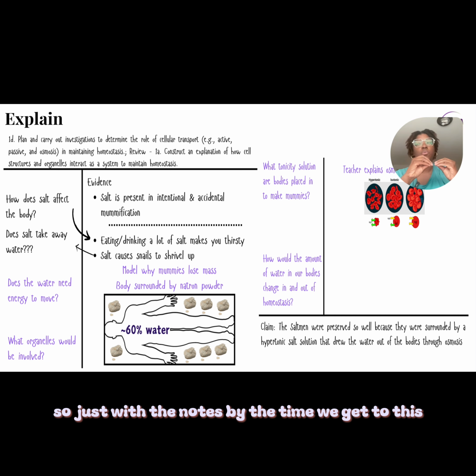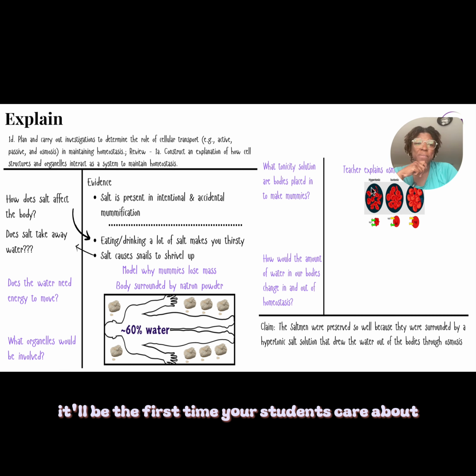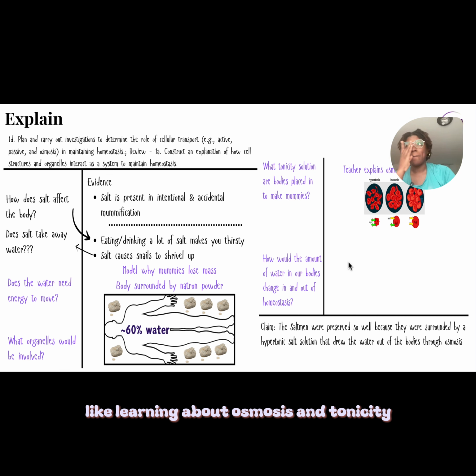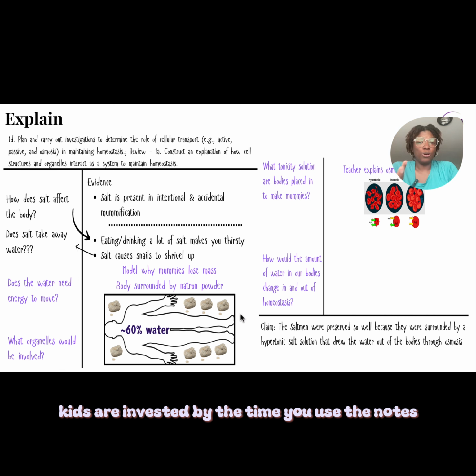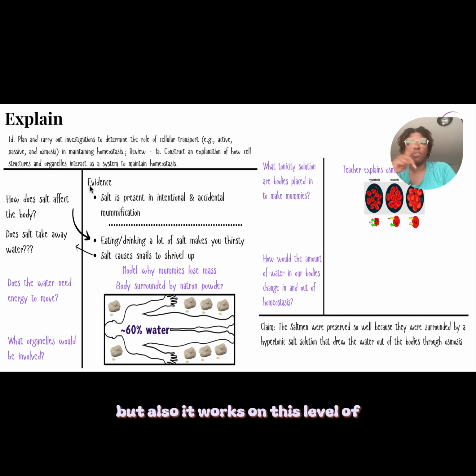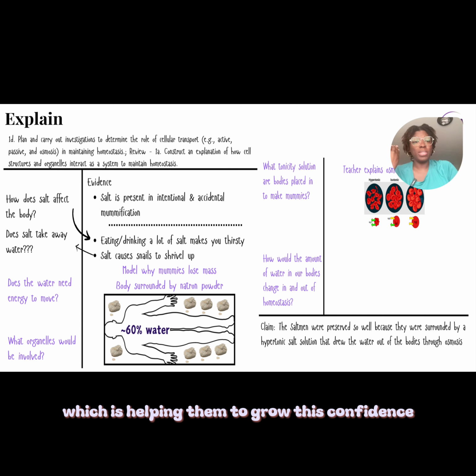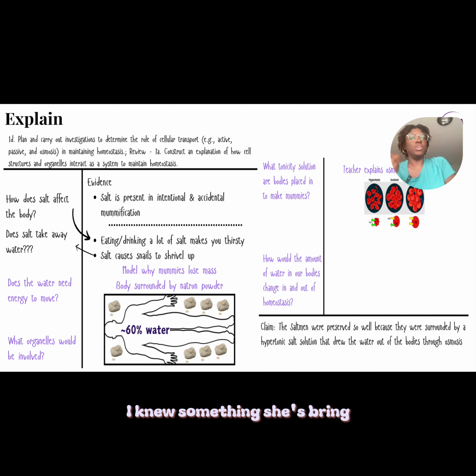So just with the notes, by the time we get to this, it'll be the first time your students care about learning about osmosis and tonicity because they're invested in the answer about the mummies, right? Kids are invested by the time you use the notes, so you actually have kids paying attention when you give them. But also it works on this level of we're using their language over and over, which is helping them to grow this confidence and feel like, okay, I knew something. They're bringing up what I said, so maybe I am kind of smart. Maybe I can do this science thing, right?